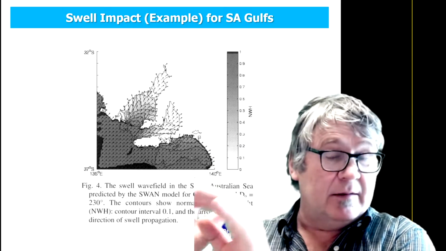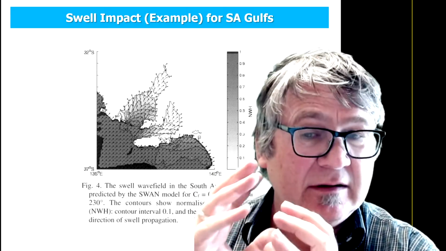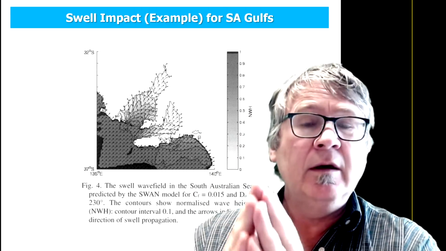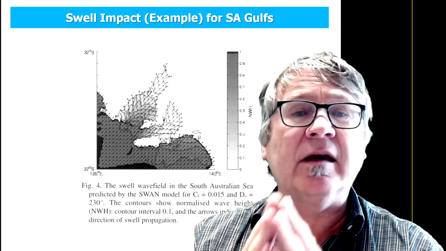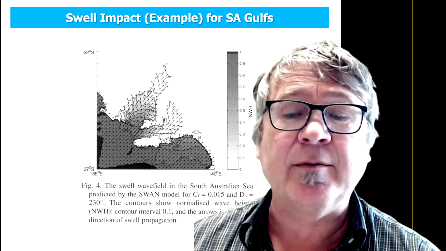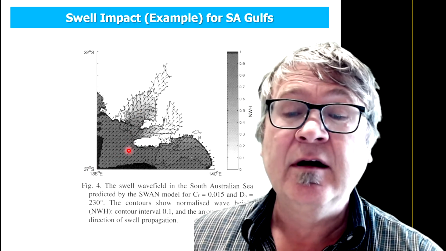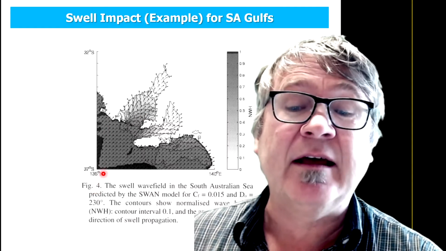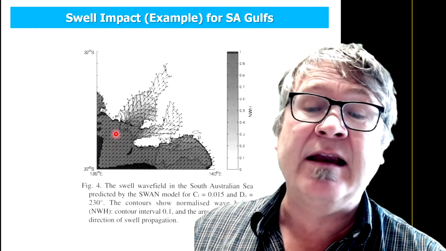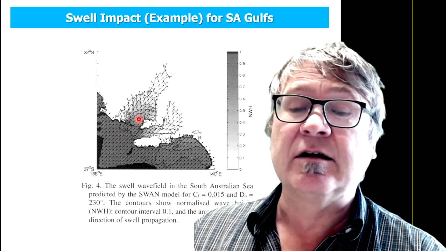And this is one example. I'll just tell you what this example is about. This example assumes a perfect direction of the incoming swell. A direction, I switch on the pointer, that comes in a way that there is not much blockage by Kangaroo Island, and the swell waves can enter Spencer Gulf.